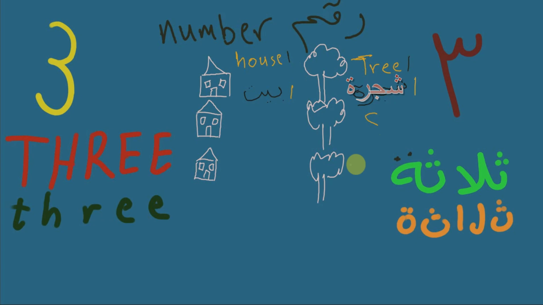So this is 1, 2, 3. So 1 2 3 in English. In Arabic 1 2 3. 1 2 3 houses. 1 2 3 trees. بيت واحد, بيتين, ثلاثة بيوت. شجرة, شجرتين, ثلاث شجرات. 3 houses, 3 trees.